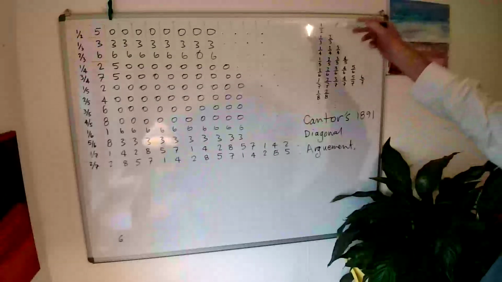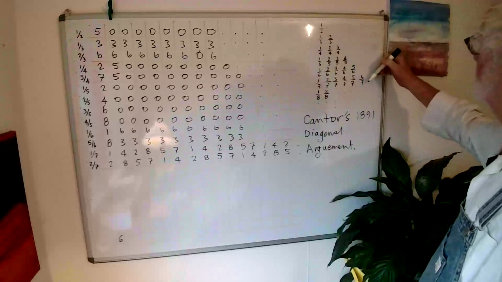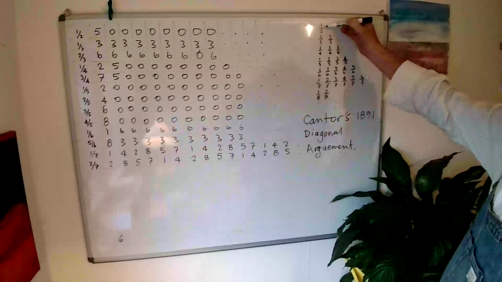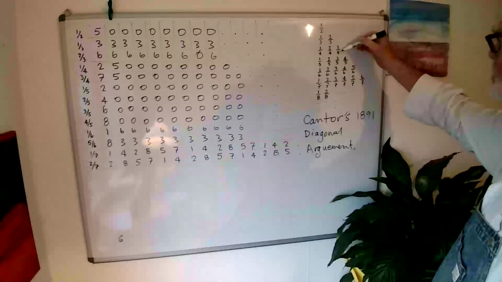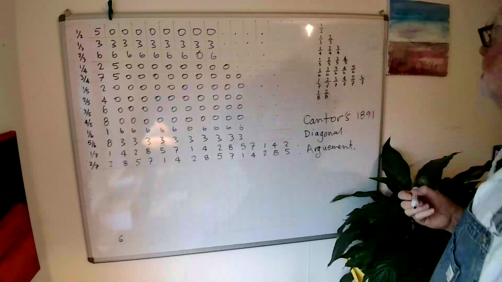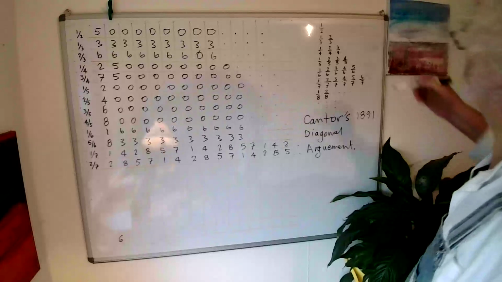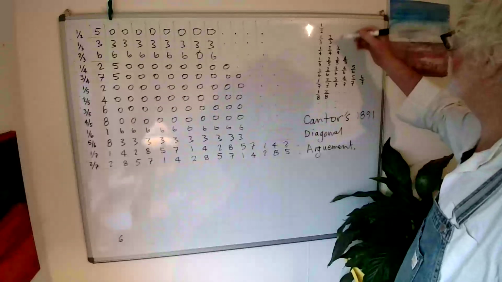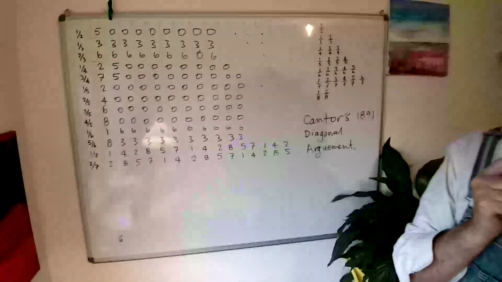So over here, these are all the fractions. I've begun to list every fraction. Of course you can't list them all, but you can list as many as you like if you've got time. And this is a way of listing them in order, so that you know you've got them all.